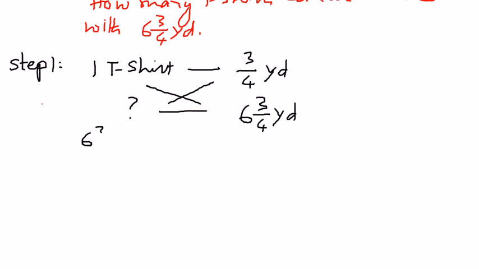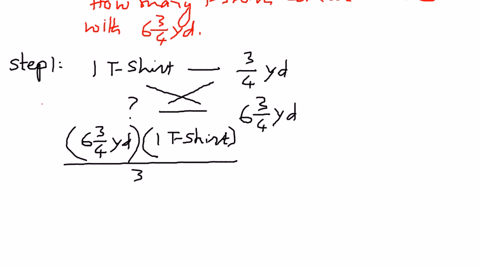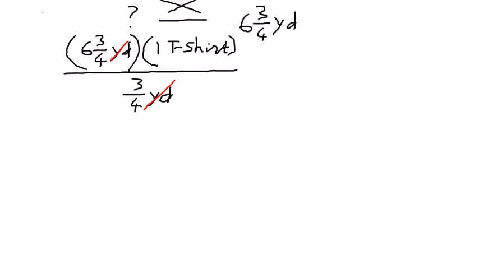So we take 6 3/4 of a yard. You write the unit, so we'll see what we can cancel out, times one t-shirt divided by 3/4 of a yard. So the answer is going to be in terms of the number of t-shirts we're going to have. So the yards in the numerator and the yards in the denominator cancel out, and then we need to simplify this as a second step.